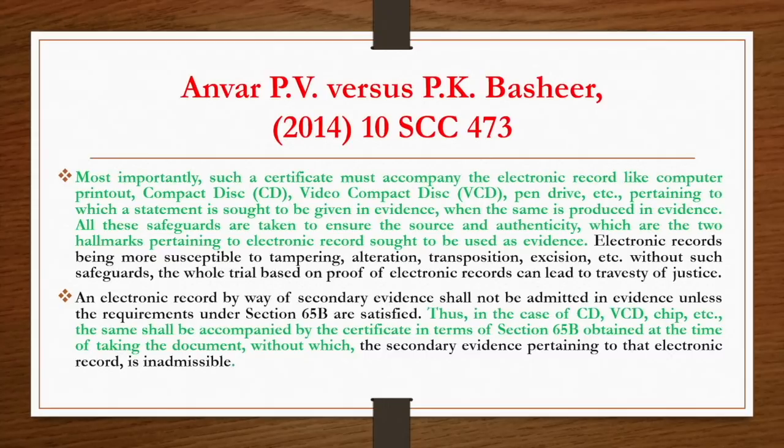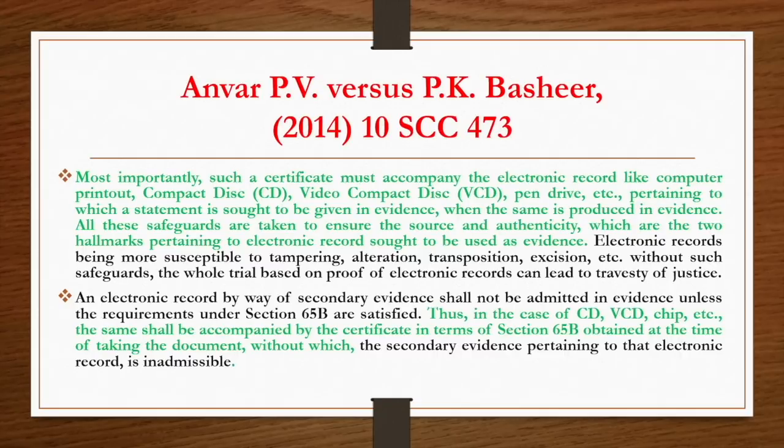So you see the relevance of 65B. It is actually giving a safeguard, and this word safeguard has been used in this judgment, and the interpretation is very clear that 65B is assuring a safeguard that the evidence was collected, preserved, and presented in a proper form. An electronic record by way of secondary evidence shall not be admitted in evidence unless the requirements under section 65B are satisfied.